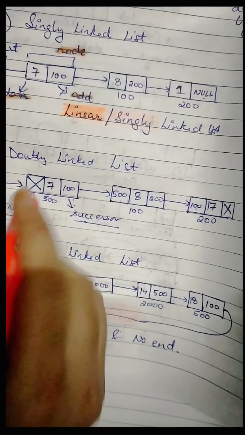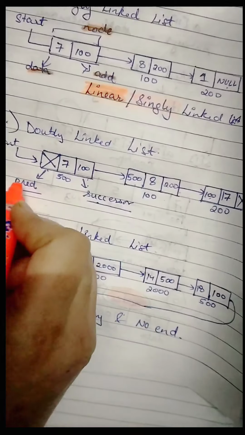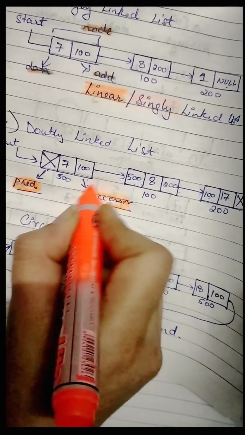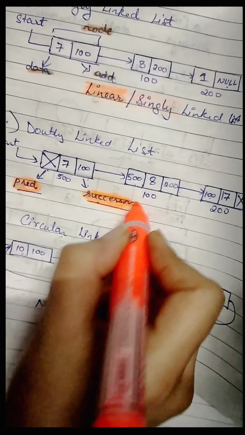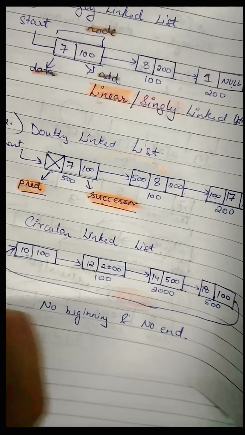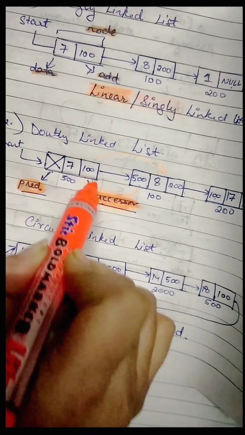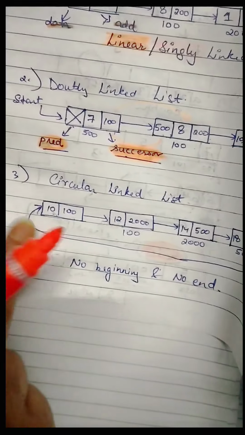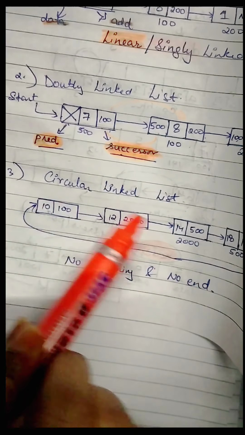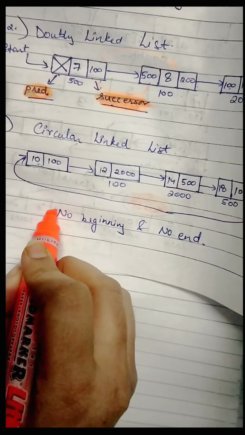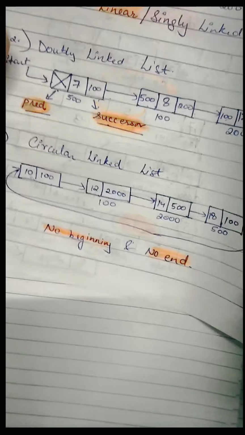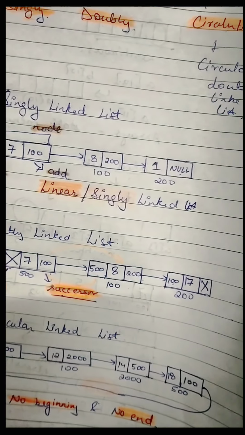Then doubly linked list. What is a doubly linked list? Where you have the predecessor node and the successor node. So what will the successor node and the predecessor one do? This will point to the next address and this will point to the previous address. In a circular linked list, you have a simple linked list which will work in a circular manner. That is, no beginning and no end. I hope you are clear with the basic linked list and the types of it.